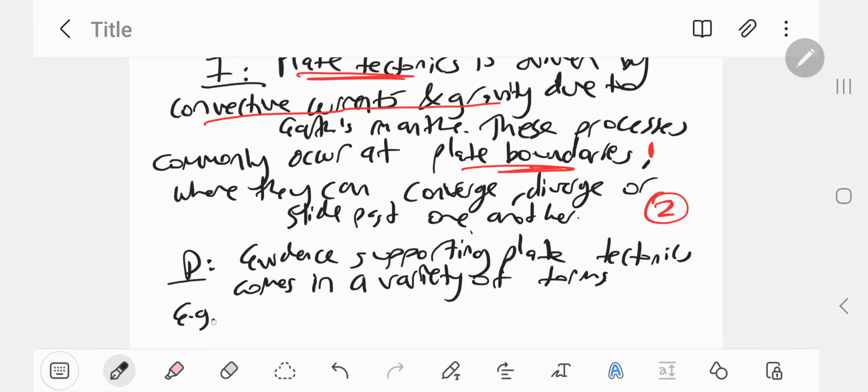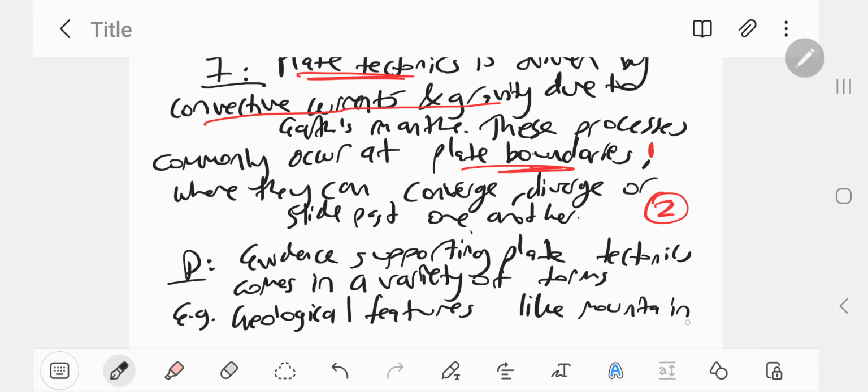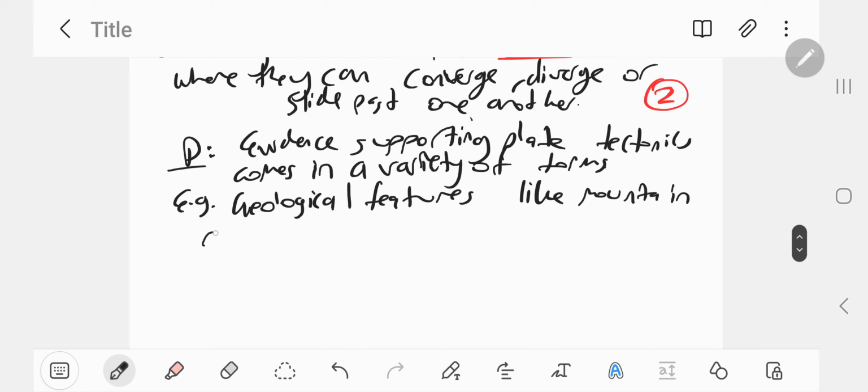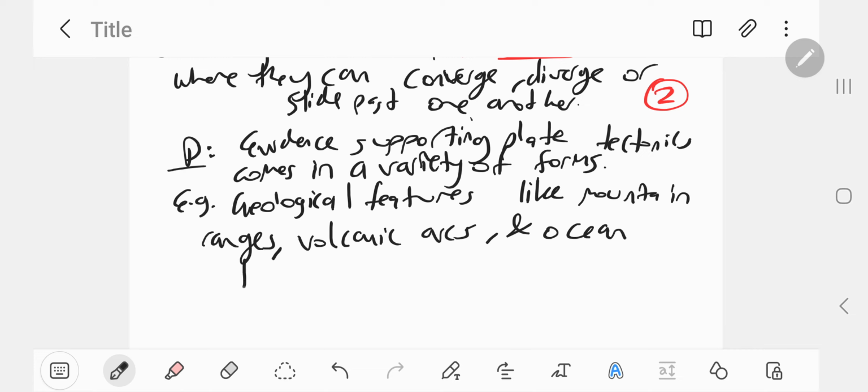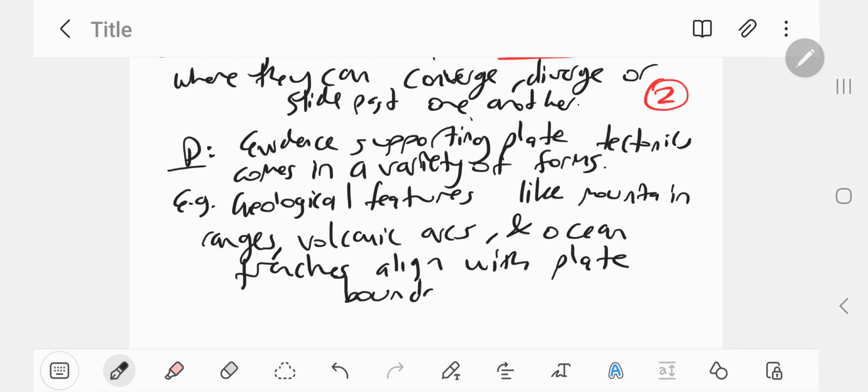You can write, for example, you've got geological features. I'd say that's the most textbook common example. Geological features like mountain ranges like the Himalayas, volcanic arcs, so these are like chains of volcanoes, and ocean trenches align with plate boundaries. So these features occur along plate boundaries.